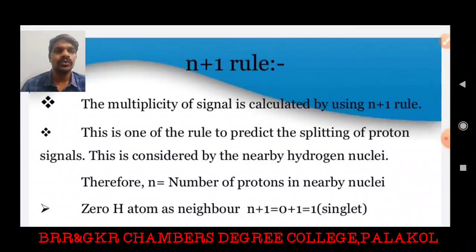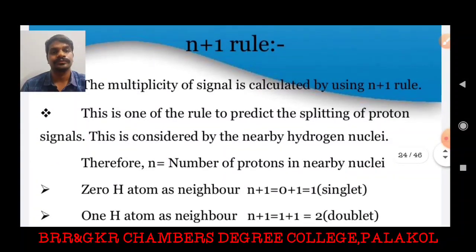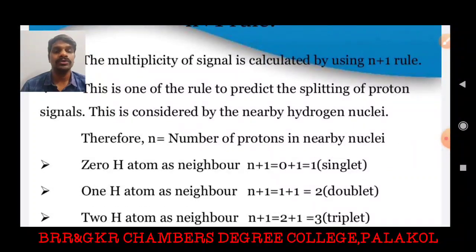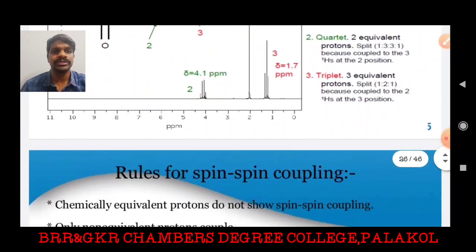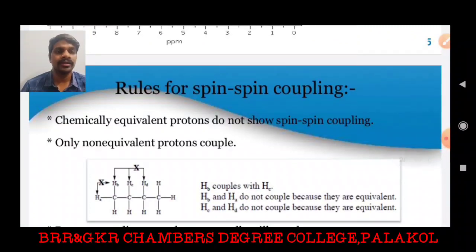This is one of the rules to predict splitting of the proton signals. It is determined by nearby hydrogen nuclei. Therefore, n is the number of protons on the nearby nuclei. If there are 0 hydrogen atoms as neighboring protons, then it exhibits a singlet. If the neighboring nuclei have 1 hydrogen atom, then it exhibits a doublet. If the neighboring nuclei have 2 hydrogens, then it exhibits a triplet. This is discussed in detail on the whiteboard.